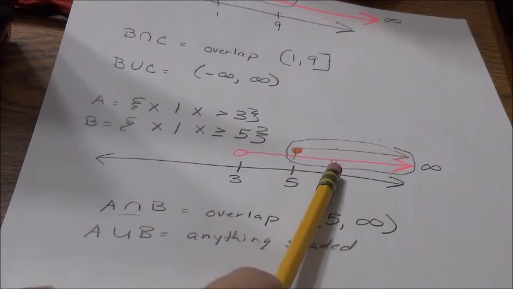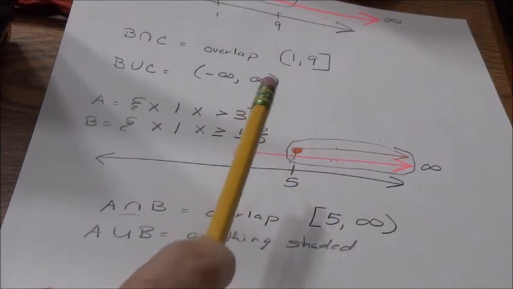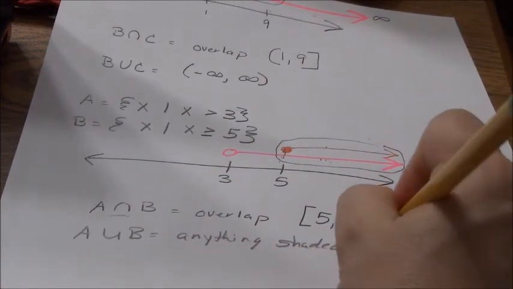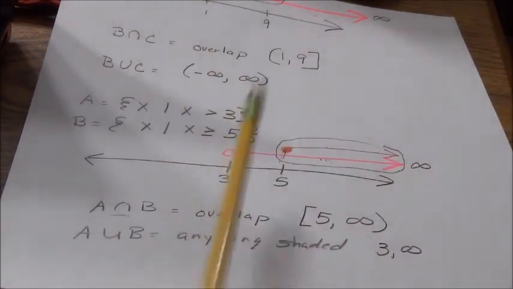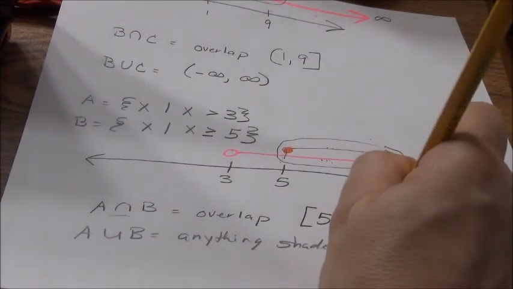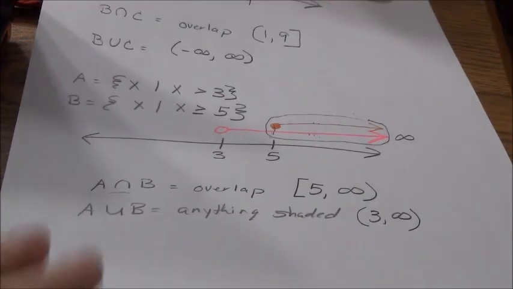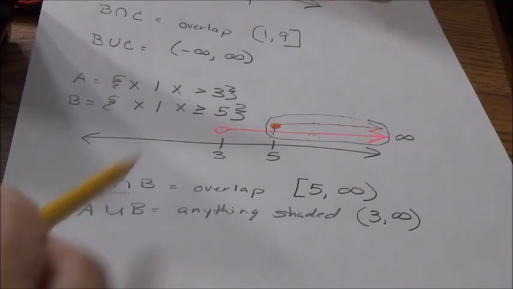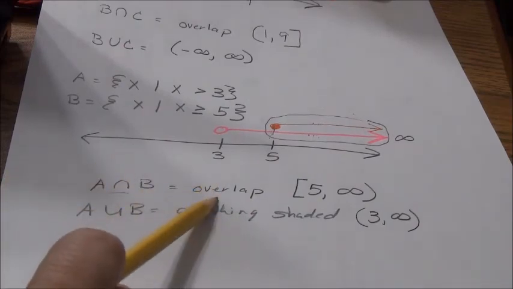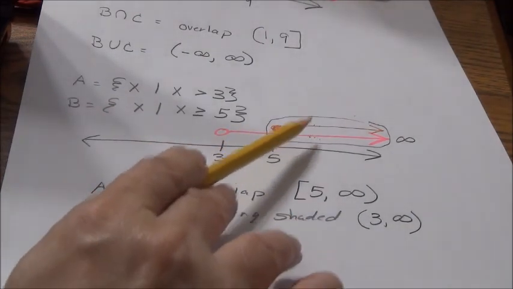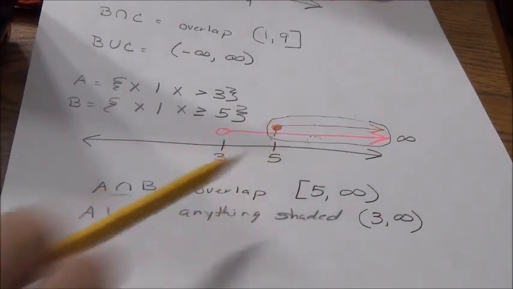It happens to be shaded twice here, but shaded at least once from 3 to infinity. So I'm going from 3 to infinity. The 3 has an open circle, has a parenthesis. Infinity is always going to have a parenthesis, and so my answers would look like that. So when you graph these, graph them on a piece of scratch paper. Use 2 different colors when you're doing them. The intersection, the upside down U, is where are they overlapping? Where do you have the 2 arrows right above each other?